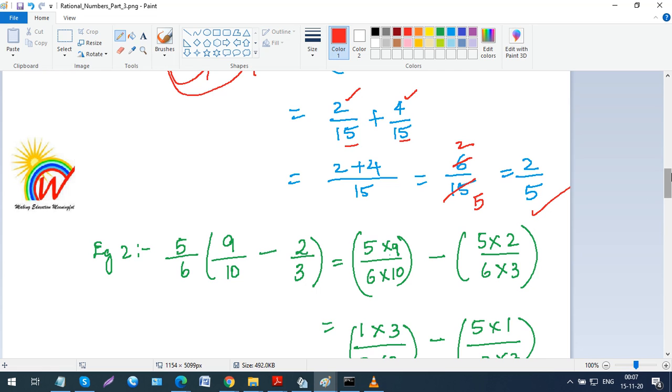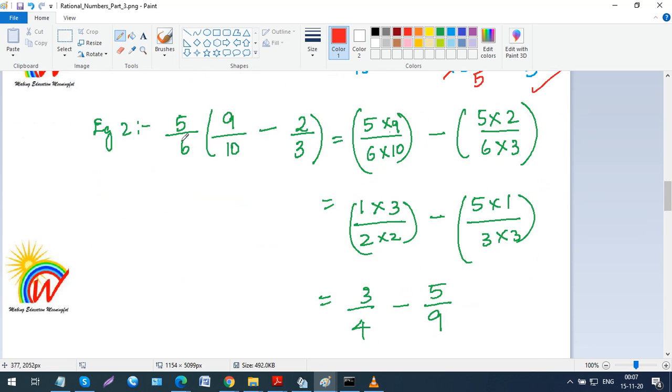Okay, now come to the next question. If I had something like this, 5 by 6 multiplied by 9 by 10 minus 2 by 3, so you can multiply 5 by 6 with 9 by 10. So that's what I have written, 5 into 9 by 6 into 10. Then I multiply this with the subtraction sign in the middle. Okay, so now you see I can simplify this. Okay, see here, 5 1s are 5, 5 2s are 10, 3 2s are 6 and 3 3s are 9. Okay, so I can simplify it and make it simple.